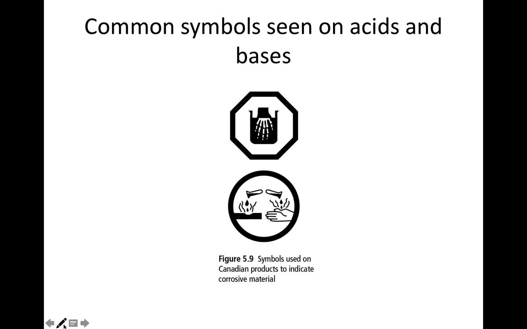Some common images you will see on a container with an acid or a base are the following. So you see a hand that's being burnt through, which could represent an acid or a base that's corroding the tissue of the hand. And you have a picture here where you have some acid or base that's corroding, could be a block of wood or metal, and a person's hand. So these symbols both mean that the product is corrosive.